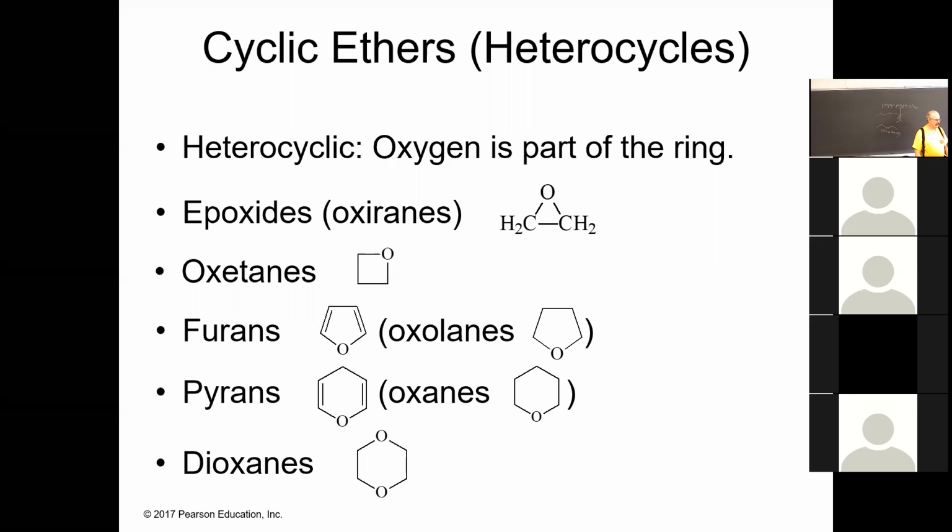There are a number of cyclic ethers in which oxygen is part of the ring. The three-membered ring is called an epoxide or an oxirane. A four-membered ring is called an oxetane. A five-membered ring is an oxolane. This one is called furan, with the two double bonds. This is pyran, oxane, and then this is 1,4-dioxane.